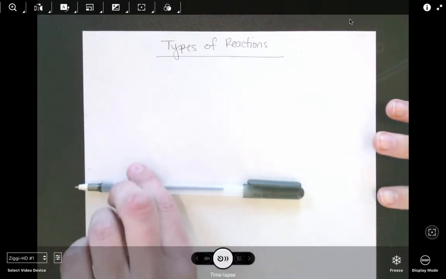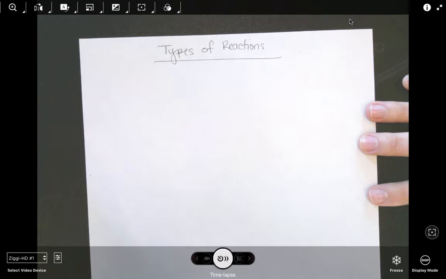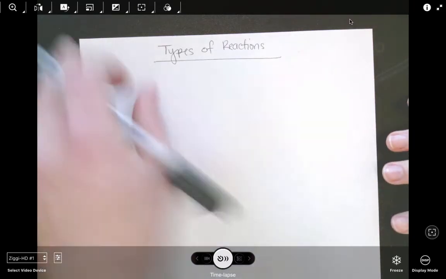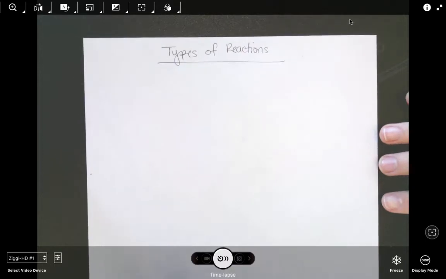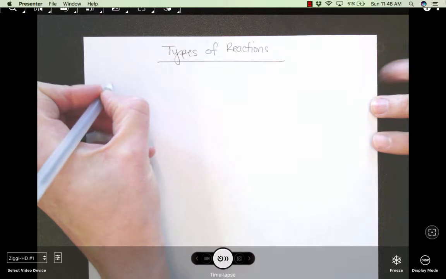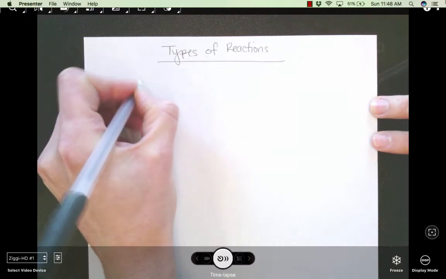I'm going to be walking you through the types of chemical reactions and showing you how to use them. So you're going to need your periodic table handy if you have it. The first type of reaction that I'm going to show you is called a synthesis reaction.